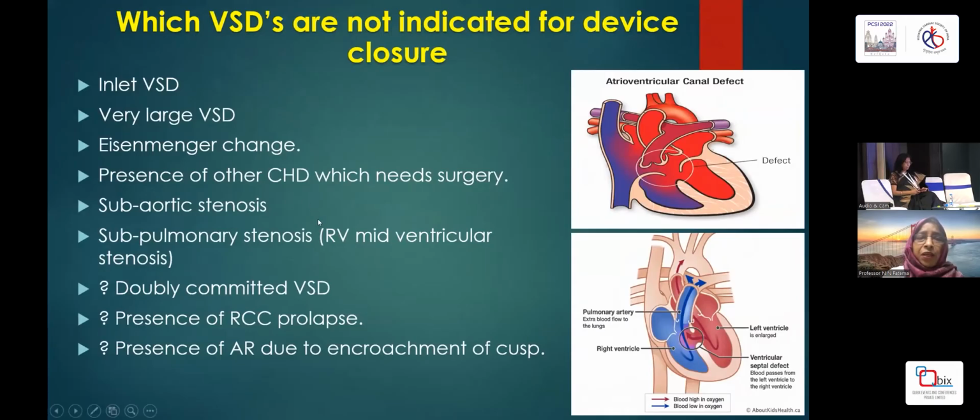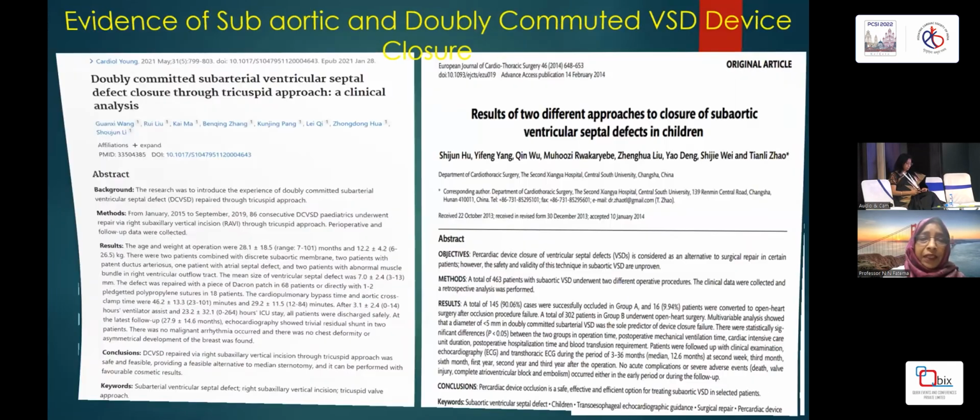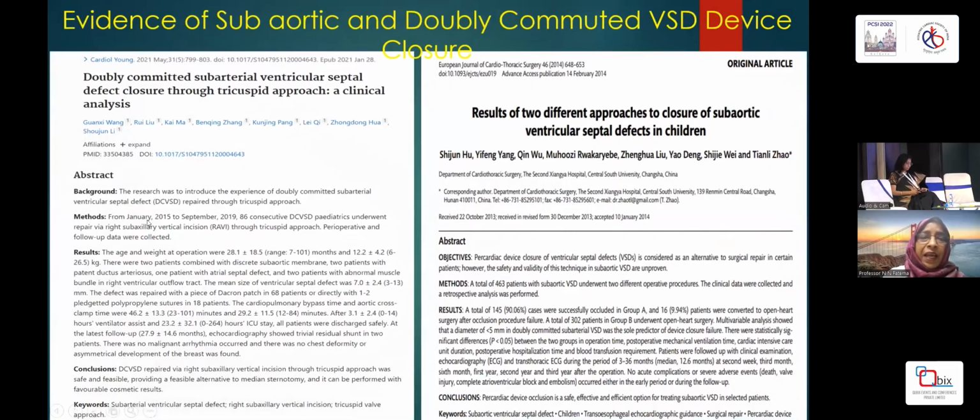If you see which kinds of VSDs are contraindicated for the device, you will see doubly committed with presence of RCC prolapse and presence of AR. These were once considered contraindications, but now these are also included in the indications. And what is the evidence behind that? You will see from the literature.